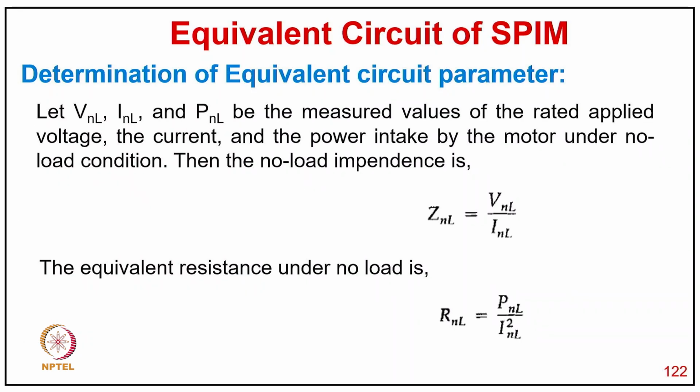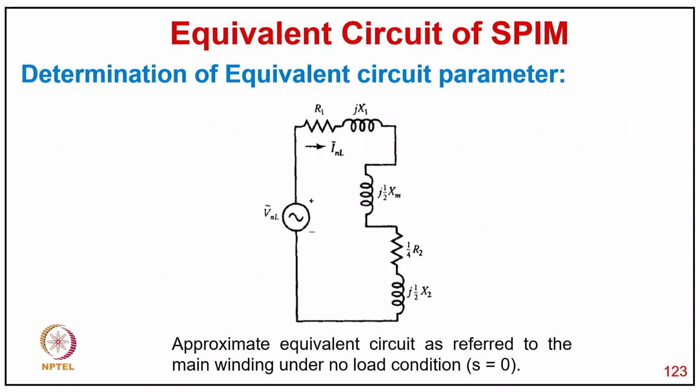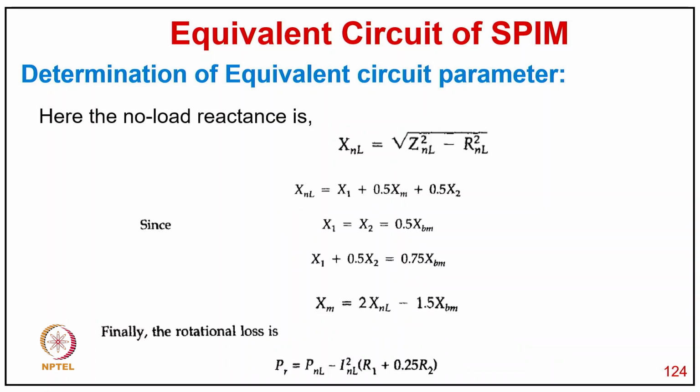Let VNL, INL and PNL be the measured values of rated applied voltage, current and power taken by the motor. Under the no load condition, the no load impedance is ZNL equal to VNL upon INL, and the equivalent resistance is RNL equal to PNL divided by INL square. You can see the equivalent circuit as shown, with R1 and corresponding to S equal to 0. Hence the no load reactance will be XNL equal to the square root of ZNL square minus RNL square, and XNL will be X1 plus 0.5 XM plus 0.5 X2, where X1 equal to X2 equal to 0.5 XPM. So X1 plus 0.5 X2 equals 0.75 XPM, or XM equals 2 XNL minus 1.5 XPM, and finally the rotational loss will be PR equal to PNL minus INL square in brackets R1 plus 0.25 R2.